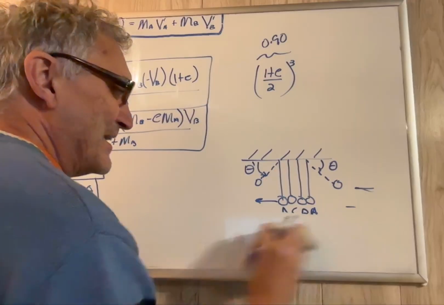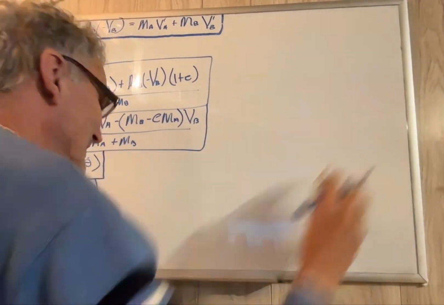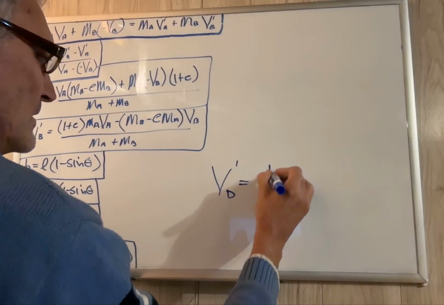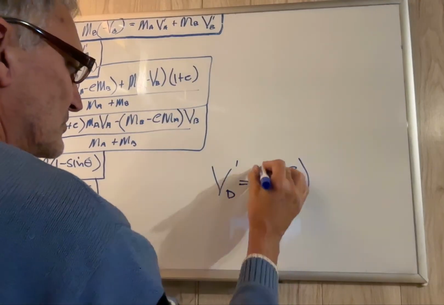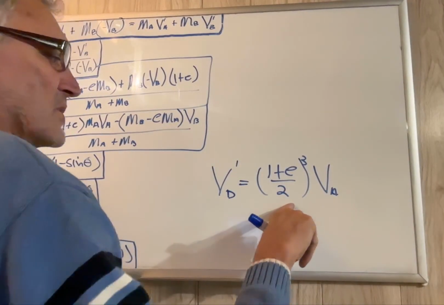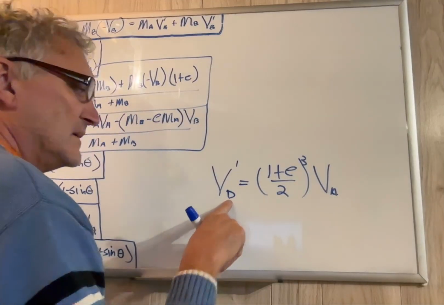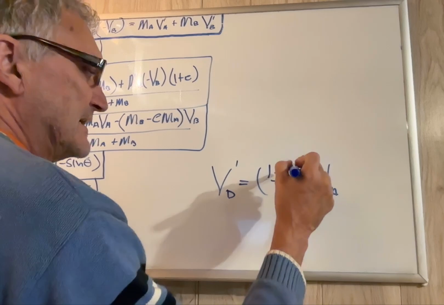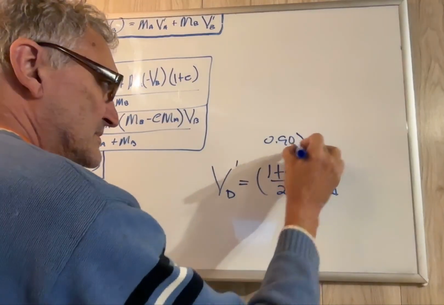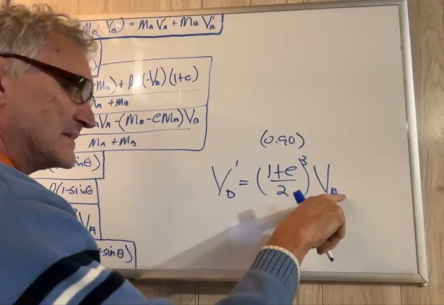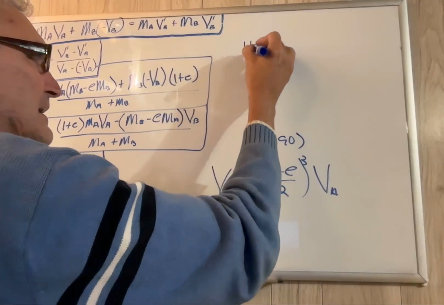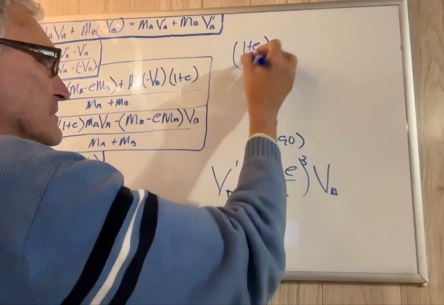Okay, I might as well just keep on going. I might as well not go into the second video. So velocity prime D is going to be equal to 1 plus E divided by 2 cubed, times VA. So this thing here is what is causing V prime D to slow down. If this slows down by 10%, that means this thing has to be 0.90, because velocity D is basically 90% of VA. It's 10% less. So that would mean that 1 plus E divided by 2 cubed is going to be equal to 0.90.